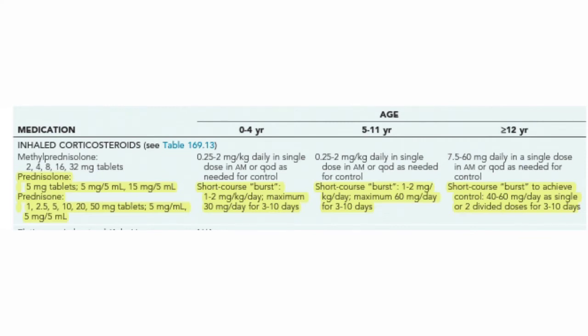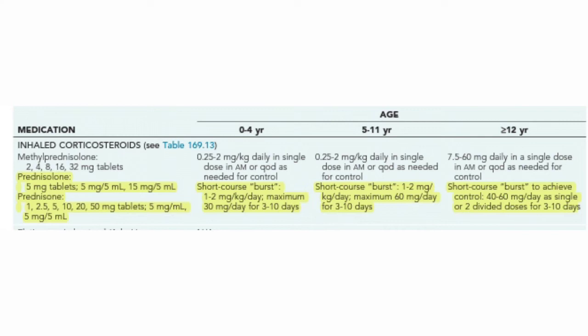What dose of prednisolone should be given? It is as per the age: 0 to 4 years, 5 to 11 years, more than 12 years. So prednisolone is given as a short course. In 0 to 4 years, it is given as 1 to 2 mg per kg per day. Maximum dose is 30 mg for a period of 3 to 10 days.